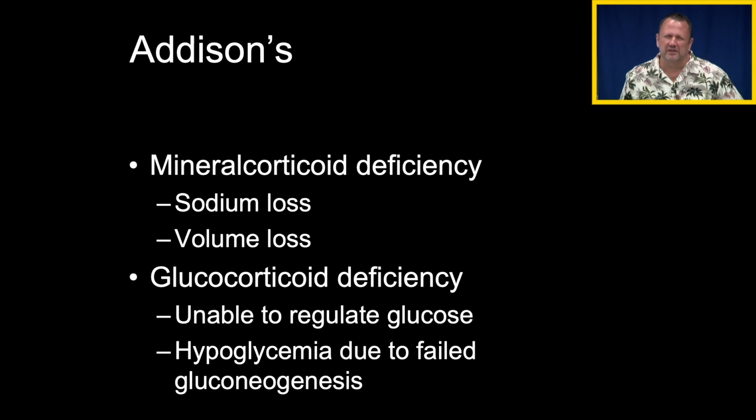All right, so with Addison's, we would expect deficiency of mineralocorticoids, which would result in sodium loss and potassium retention and a loss of fluid volume as well. And then with the glucocorticoid deficiency, they would have difficulty regulating glucose, and they would have hypoglycemia. Over time, there's failed gluconeogenesis.